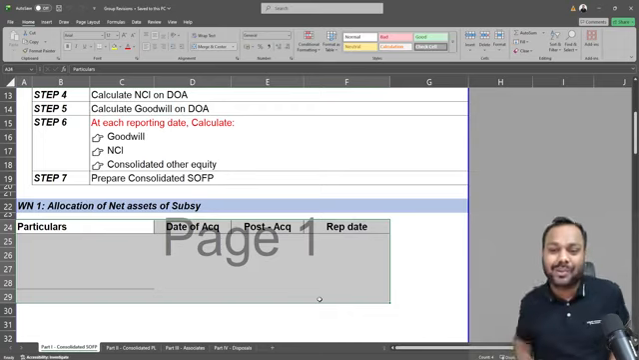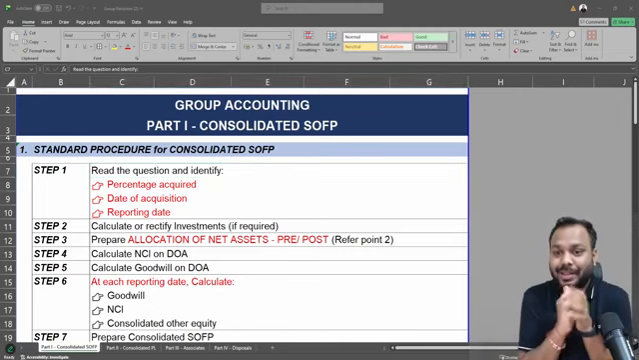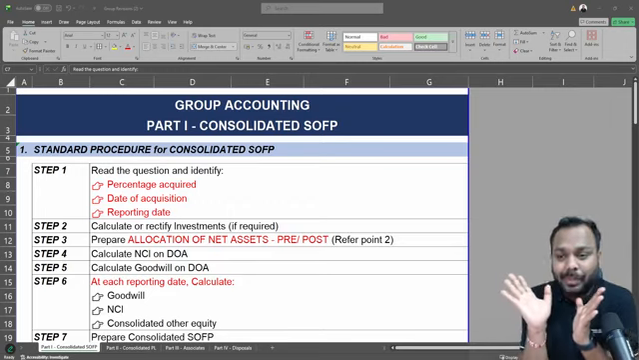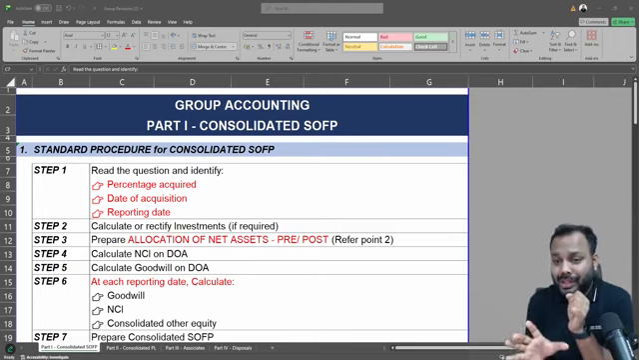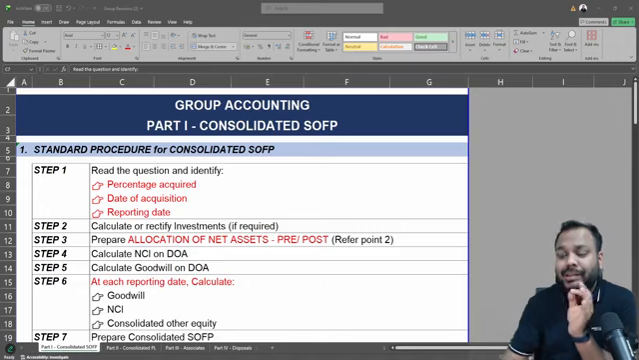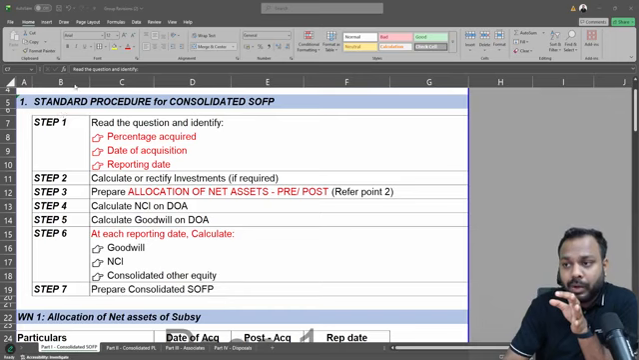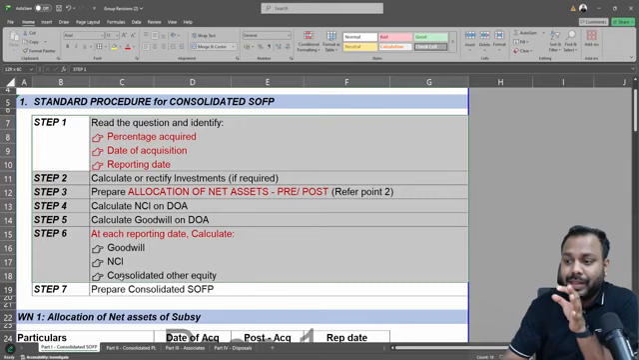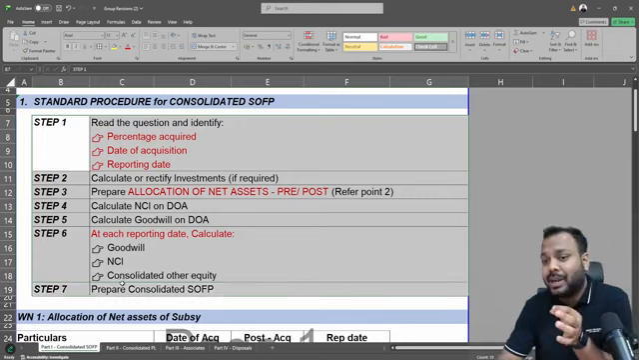Now let's start the revision of consolidated SOFP. Let's revise consolidated SOFP in this Excel file to understand exactly how and where things should be presented. But before that, we'll take a holistic view of how exactly the steps will move for group accounting. We'll see a helicopter view of the process of consolidated SOFP, and then we'll dig into the depth of each of the steps and understand it in depth.